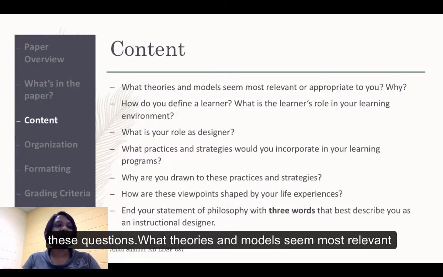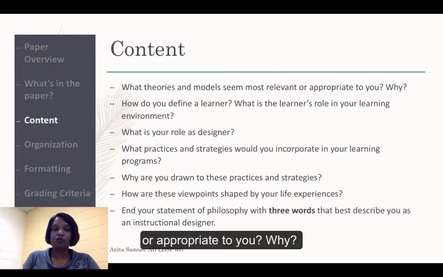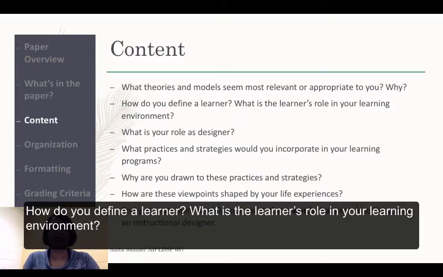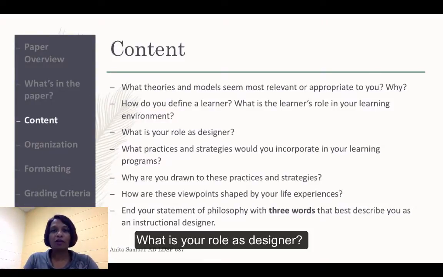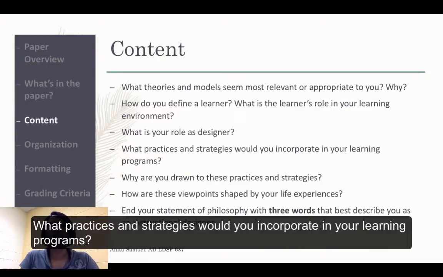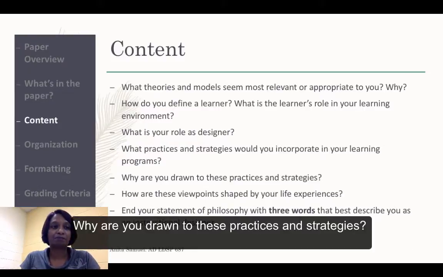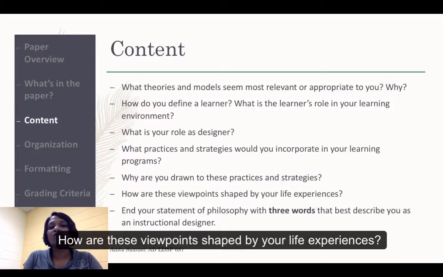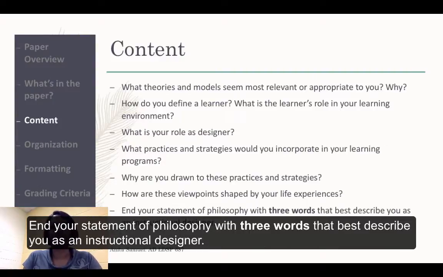What theories and models seem relevant or appropriate to you? Why? How do you define a learner? And what is the learner's role in your learning environment? What is your role as designer, as instructor? And what practices and strategies would you incorporate into your learning programs? Why were you drawn to these practices and strategies? And how are your viewpoints shaped by your life experiences? And at the end of it, I'd like you to end your statement of philosophy with three words that best describe you as an instructional designer.